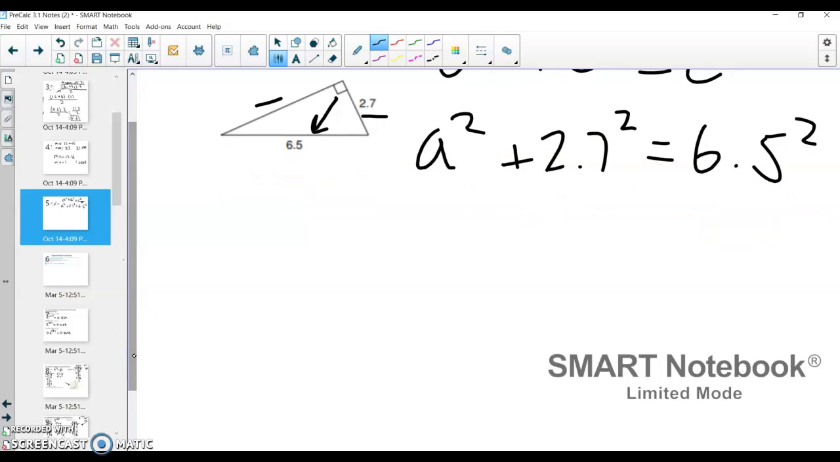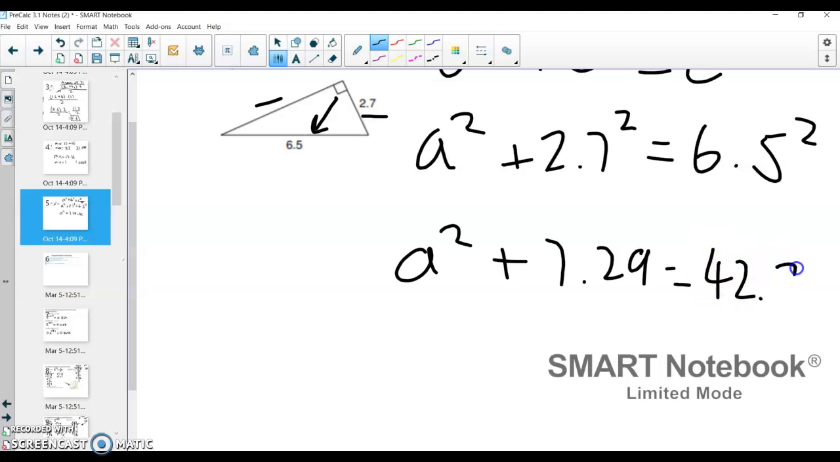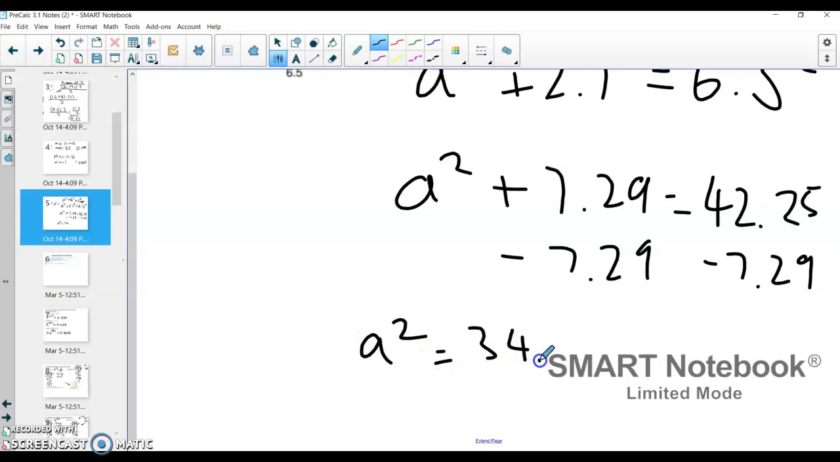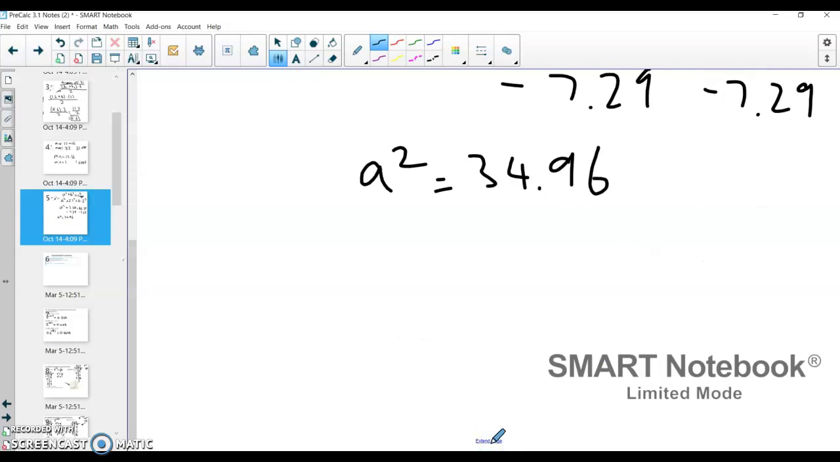Now I've got to use my calculator here, because again, I'm bad with multiplying decimals, but a squared stays a squared, plus 2.7 squared. So 2.7 times 2.7 is 7.29. And then I have 6.5 squared, which is 6.5 times 6.5, which gives me 42.25. Now, I need to get a all by itself. So I have a squared. Let's get that by itself first. So subtract 7.29 on both sides. I'm going to put that in my calculator, 42.25 minus 7.29, and I get that a squared equals 34.96.